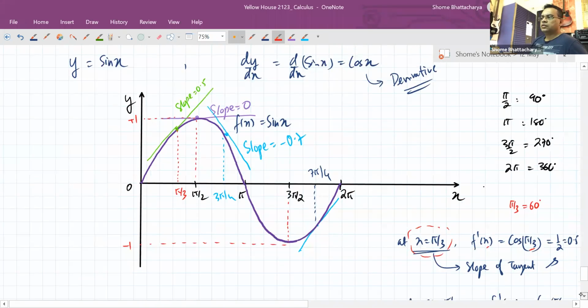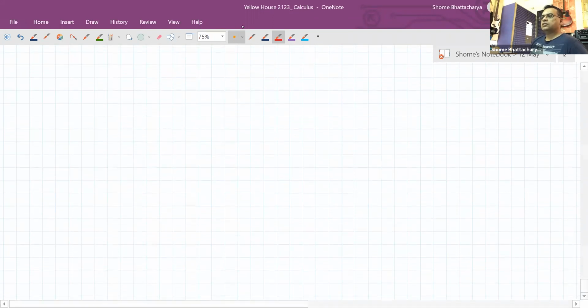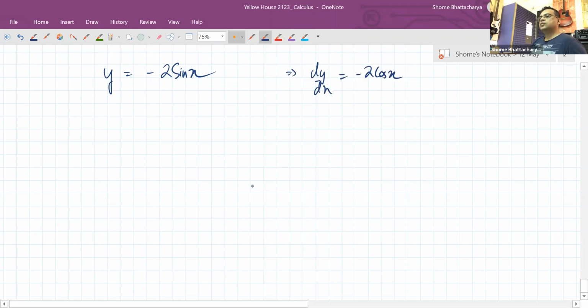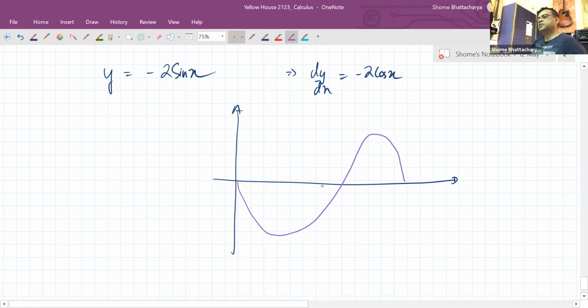Let's say I have the function minus 2 sine x. The derivative of the function will become minus 2 cos x. If you observe the graph of the function now, it will be a function like this. The function shape would have changed. It will reach the value minus 2 at the point pi by 2, and it will reach the value plus 2 at the point 3 pi by 2.